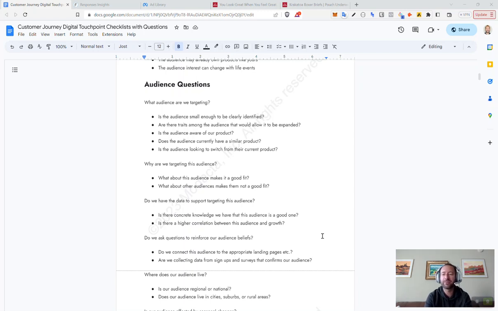So, in general, as marketers, we're looking for products that are easily purchasable by a demographic that has access to capital and has the ability and means to be able to purchase that, whether through their family or on their own. Do we have data to support targeting this audience? Is there concrete knowledge that we have that this audience is a good one? Is there a higher correlation between this audience and growth? So huge. A lot of people don't typically have data related to conversion rates, orders, and revenue and stuff like that.